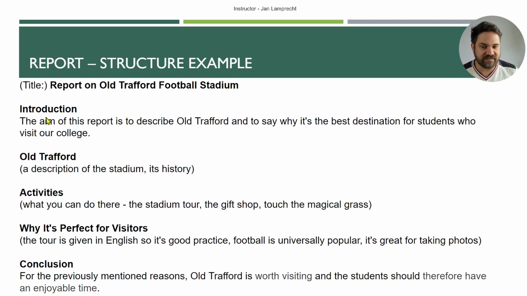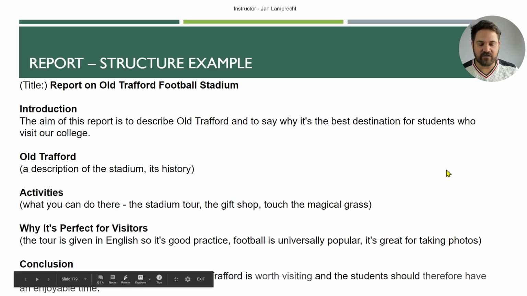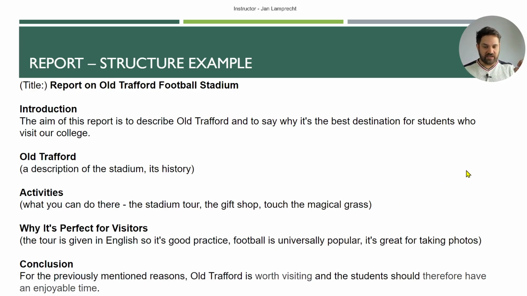These are paragraphs. Introduction, paragraph 1, title Old Trafford, and then text. Okay, paragraph 2, activities, title activities, text, title, next paragraph, title, text, and then finally conclusion. At the bottom, you write conclusion, okay, and you provide the text as well. This is the structure of what a report should look like, with a lot more text, obviously.